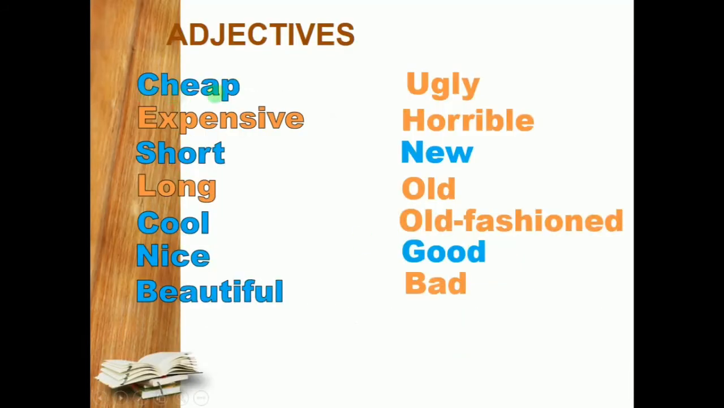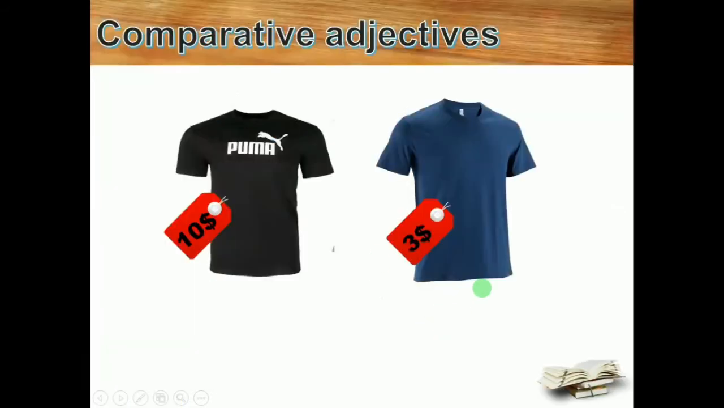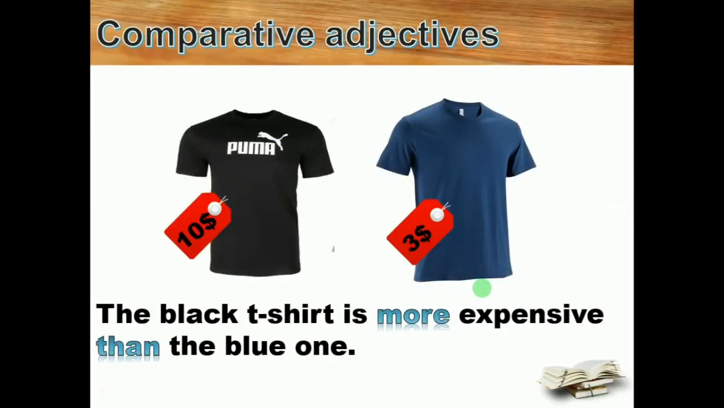¿Ok? So, in order to see all the adjectives that we have learned, it means that cheap, when we compare, we're going to say cheaper. Expensive va a ser more expensive. Short va a ser shorter. Long va a ser longer. Cool, cooler. Nice, nicer. Beautiful, more beautiful. Ugly, uglier. Ya vamos a ver la regla con ugly. Horrible, more horrible. Older, old fashioned, more old fashioned. Good and bad. Hay una excepción en la regla con good and bad y la vamos a ver más adelante.